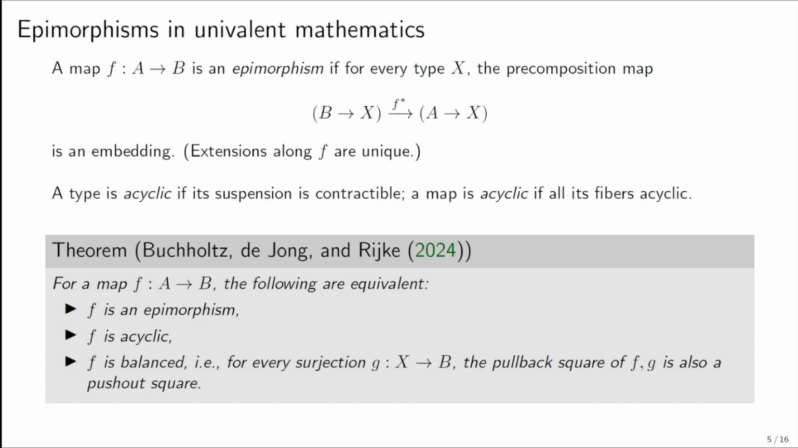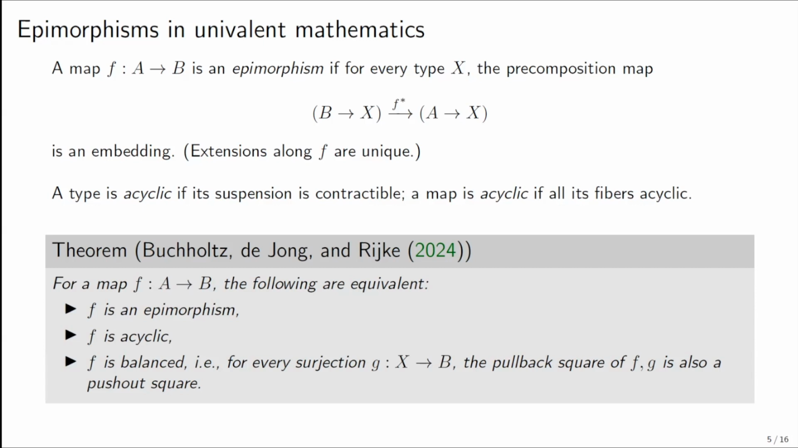X, the North Pole and South Pole. Identifications. The meridians. So the suspension of a type is a non-recursive inductive construction where you add two points as constructors, and then you add path constructors, which are identifications of the North Pole with the South Pole, parameterized by the points of X. And we define a type to be acyclic if this suspension is contractible to a point.